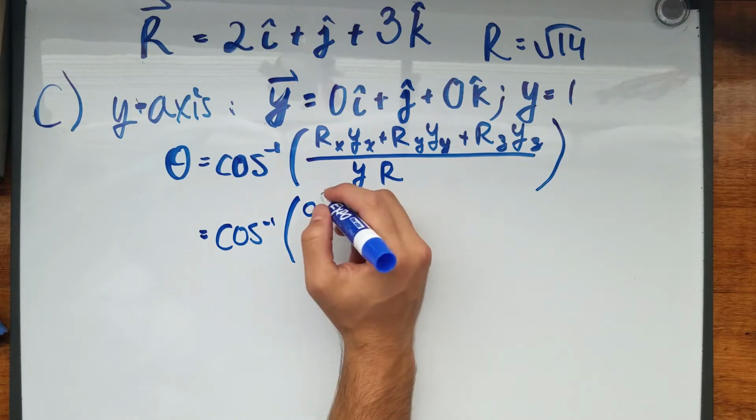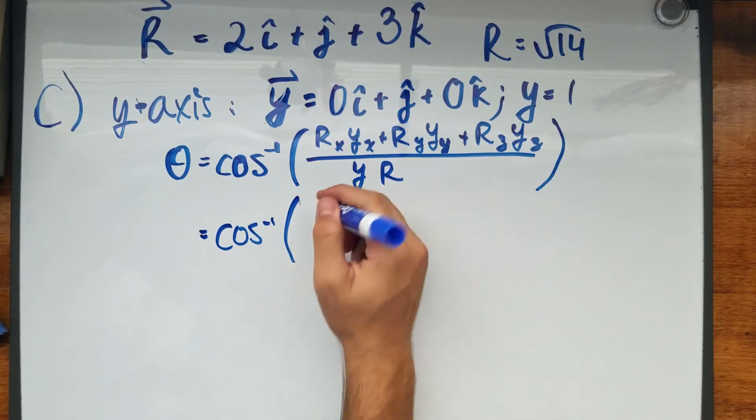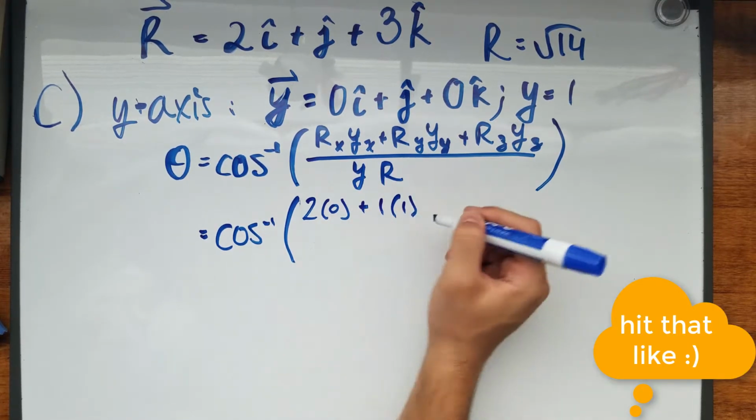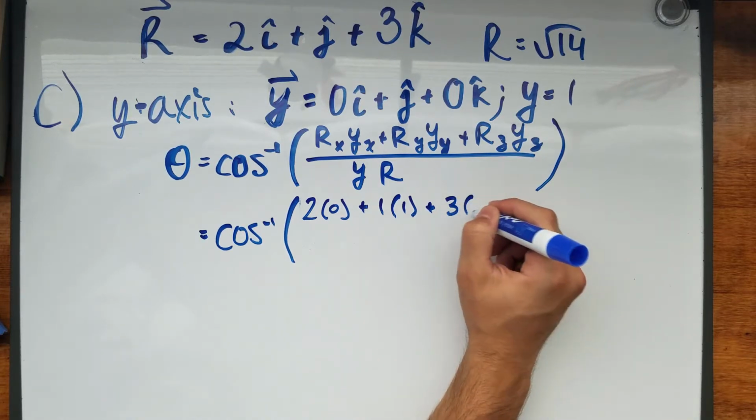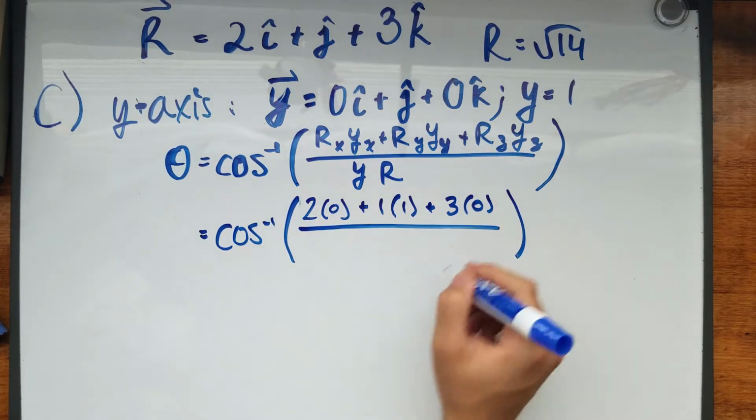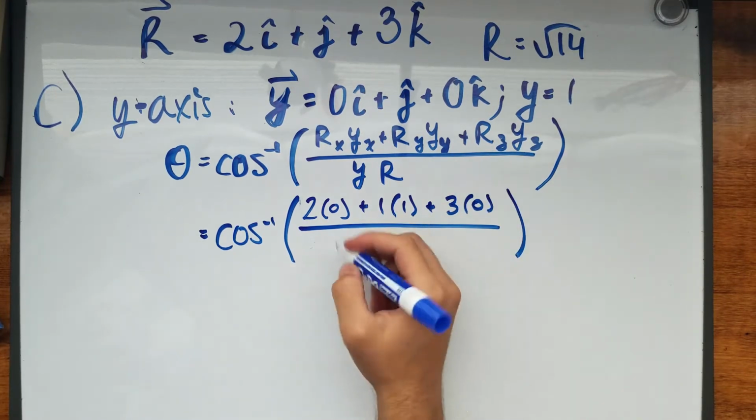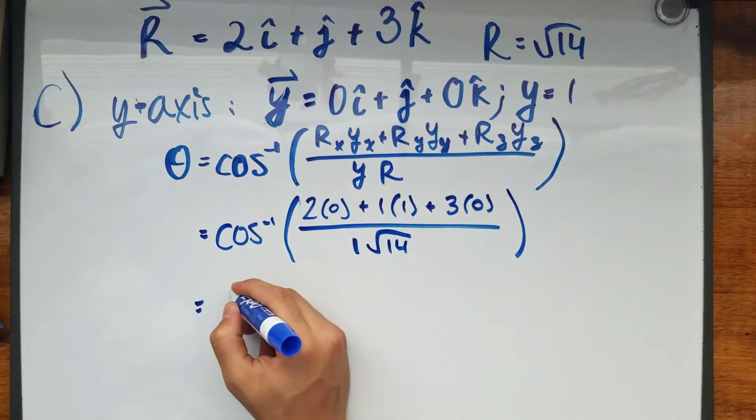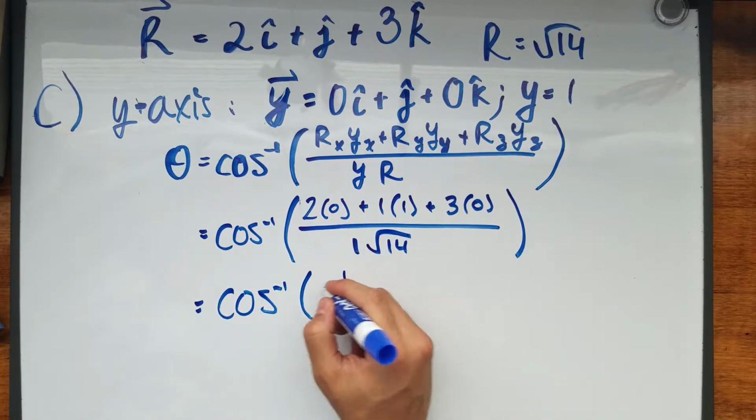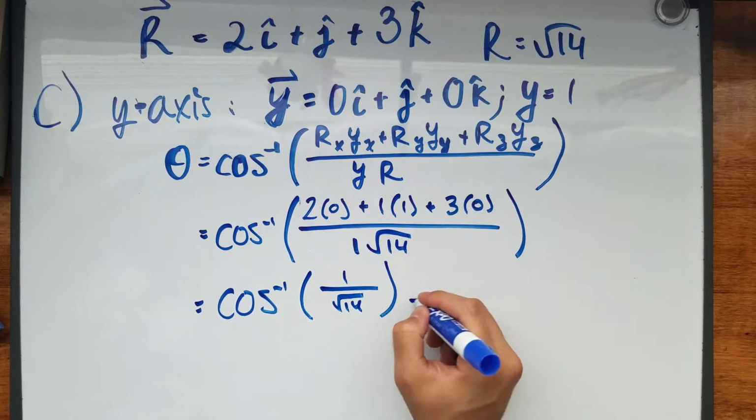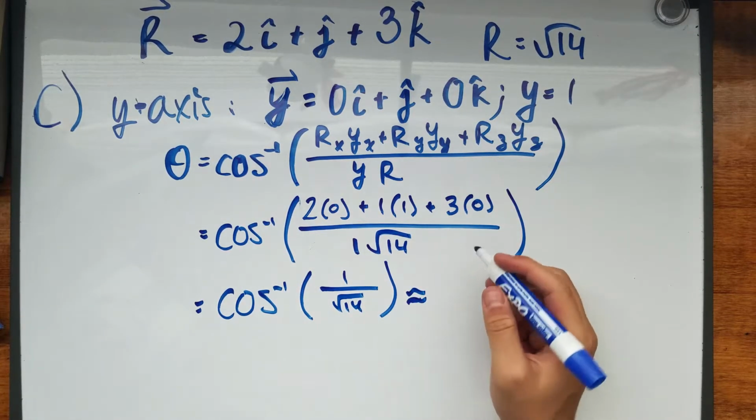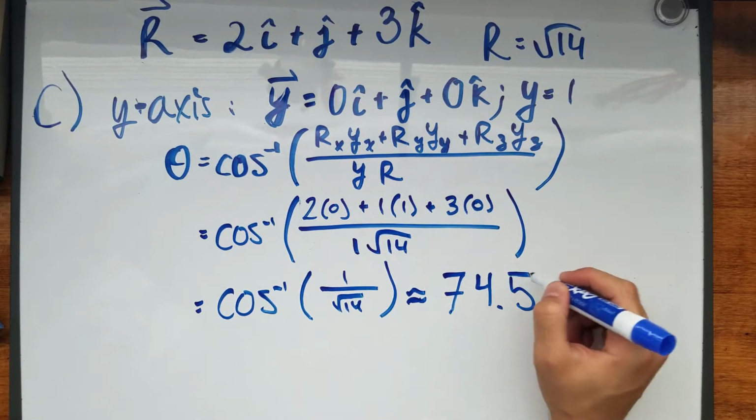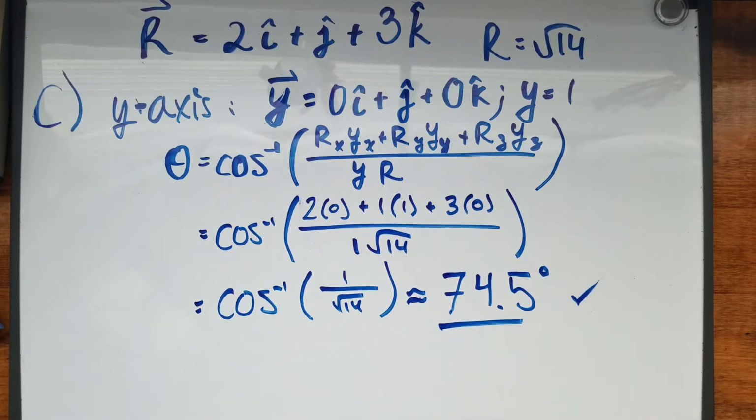And then we simplify into this. This will be the x magnitude of r, which is 2, times 0 for y, plus the y magnitude of r, which is 1, times 1, the magnitude of y in the y direction, plus 3 times 0, because there is no z component of the y vector. And then their magnitudes: y is 1 unit, and that is times root 14, which is that of r. So then we simplify, we have inverse cosine of 1 over root 14, which is about equal to 74.5 degrees. And you have that with the y-axis.